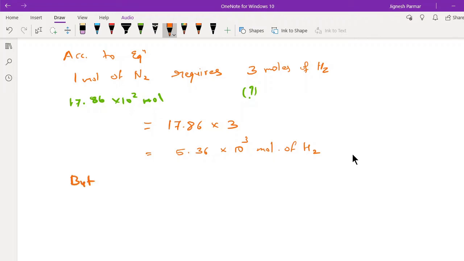We have to make sure it is very precise. We have to take care about it. It means but we have 5 into 10 raised to 3 moles of H2. Hence this is less, this is more.